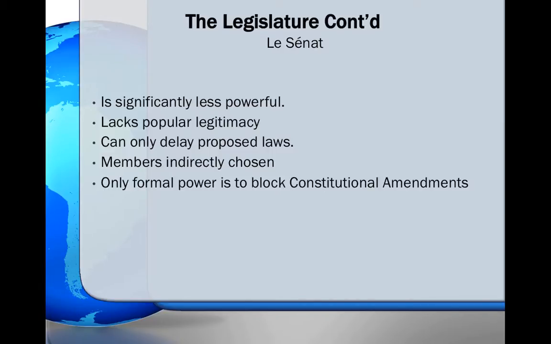Their only formal power within the French system of government is to block constitutional amendments. So constitutional amendments not only have to receive approval from the National Assembly, they must also receive approval from the Senate.